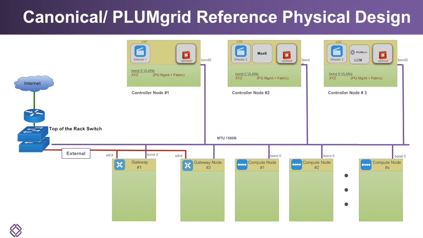In this slide, you see a view of the components in an example Ubuntu OpenStack system with PLUMgrid. The nodes at the top represent virtualized nodes running virtual machines where the OpenStack controllers will be installed. Two more virtual machines represent the Ubuntu Metal as a Service, or MAS, and Juju nodes respectively. Finally, another VM represents the PLUMgrid Lifecycle Manager. On the bottom piece, the OpenStack compute nodes and SDN gateways are depicted.